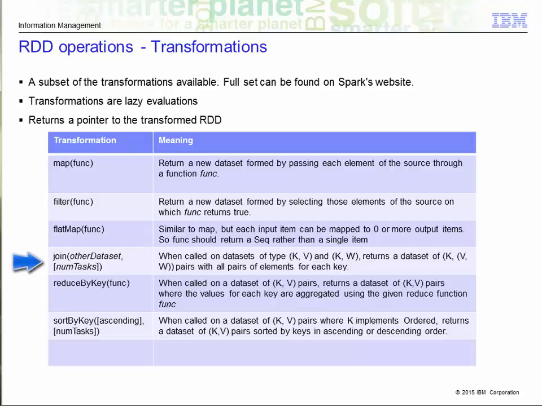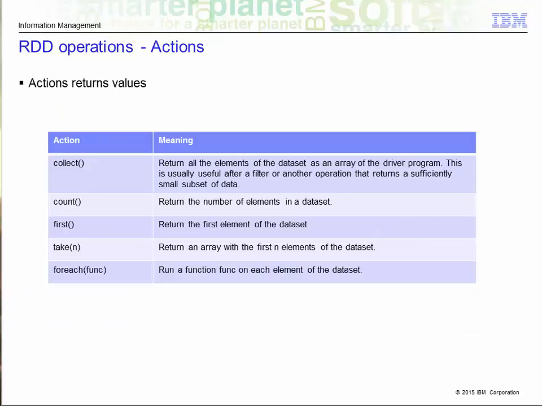The join function combines two sets of key-value pairs and returns a set of keys to a pair of values from the two initial sets. For example, you have a KV pair and a KW pair. When you join them together, you will get a KVW set. The reduceByKey function aggregates on each key by using the given reduce function. This is something you would use in a word count to sum up the values for each word to count its occurrences. Actions return values.